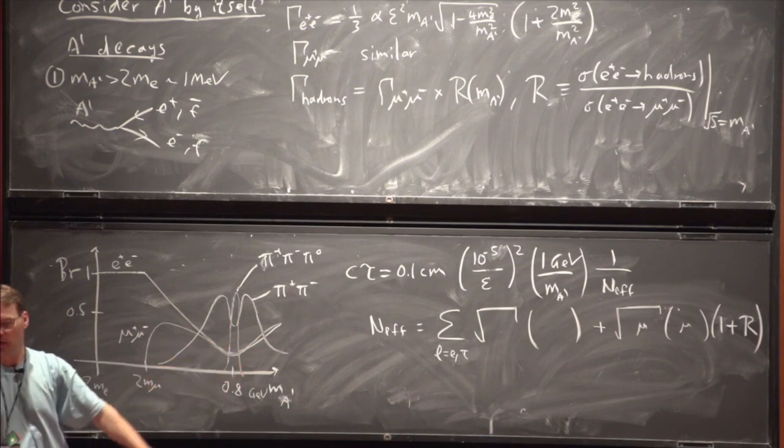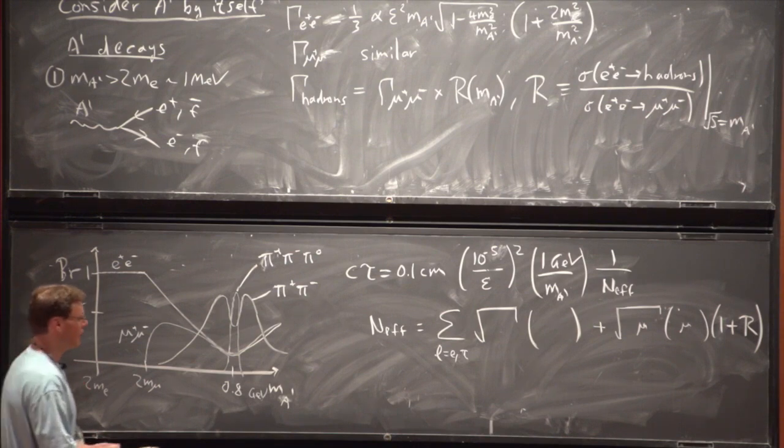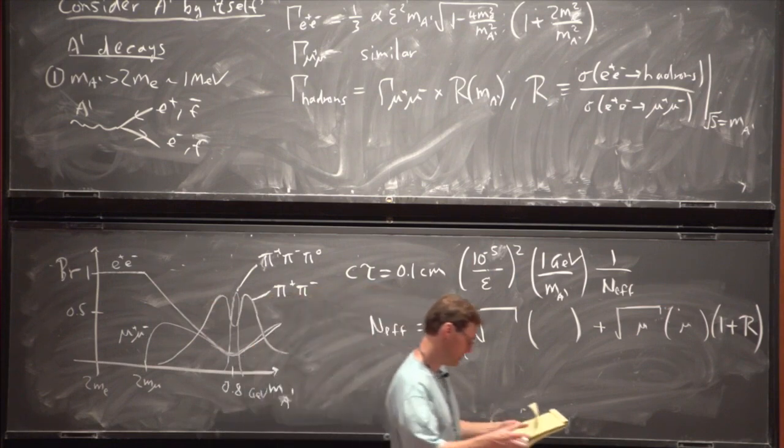So in order to probe even the super simple dark sector, just the dark photon, you need a whole range of experiments just to look for it. You need things that are sensitive to prompt decays, to displaced decays, and to long-lived decays. And yeah, so that's OK.